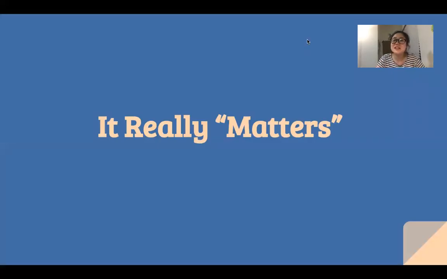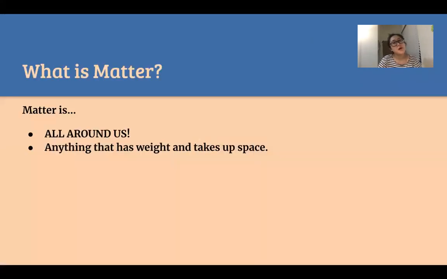Today we're kicking off our second lesson in our science lesson. So today we're going to be focusing on defining what matter is and the three different states of matter. So what is matter? Matter is anything that has weight and takes up space. So this can be anything you see or you touch.